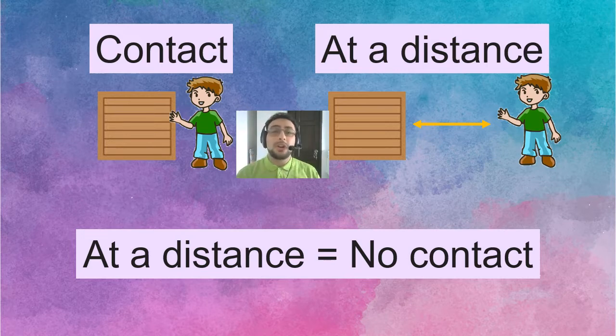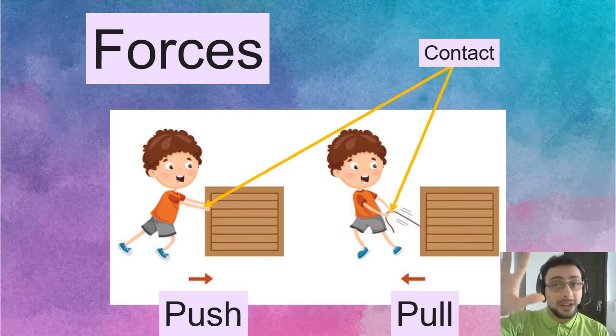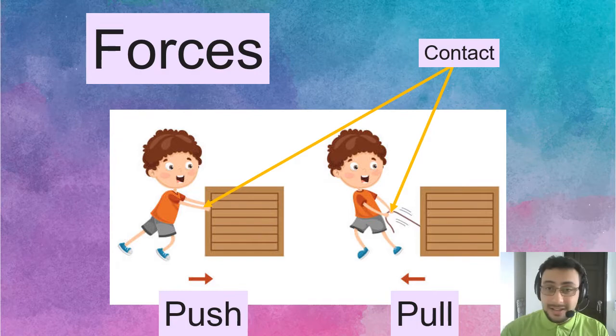Now, we're going to talk about forces that require no contact. It means it's at a distance. You see, these are two actions, two forces that require contact. Like when you push a box, when you pull a box, you see, you're touching it. So there is contact. It's not at a distance.